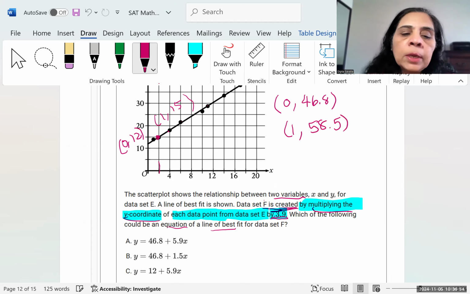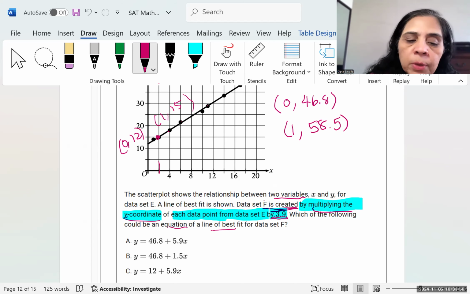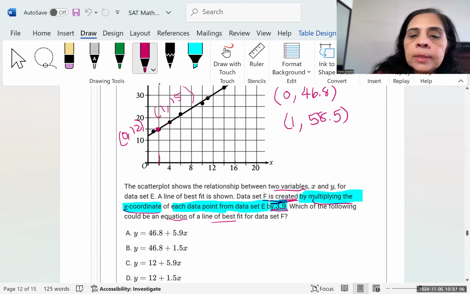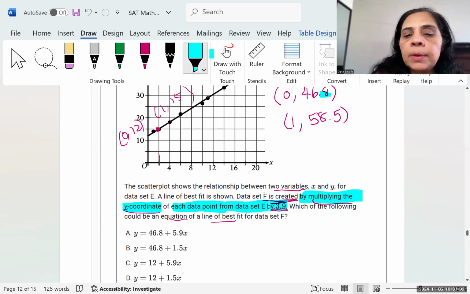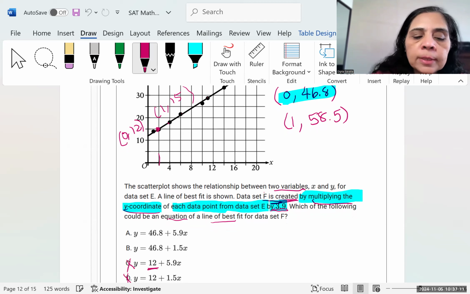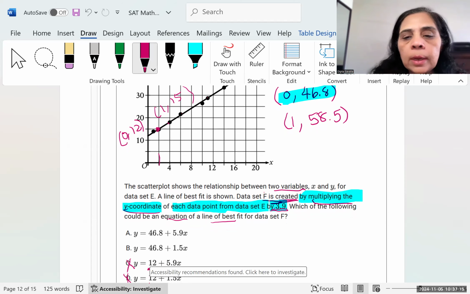Now we need to find y in slope-intercept form because all the options have slope-intercept form. We can see the y-intercept is 46.8. So we can see answer choices C and D have y-intercept 12, so we can eliminate them. So the answer is choice A or B. Now we just need to find the slope.